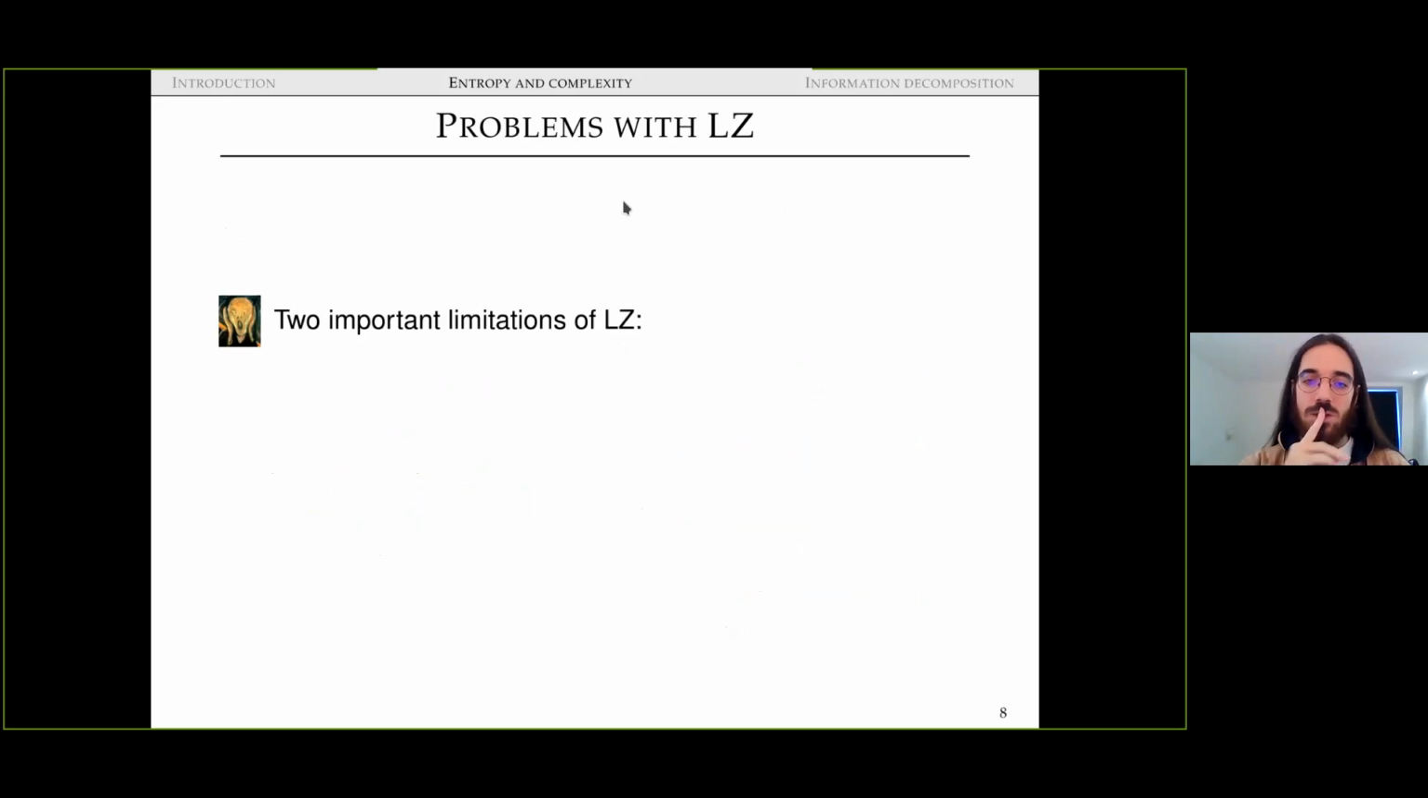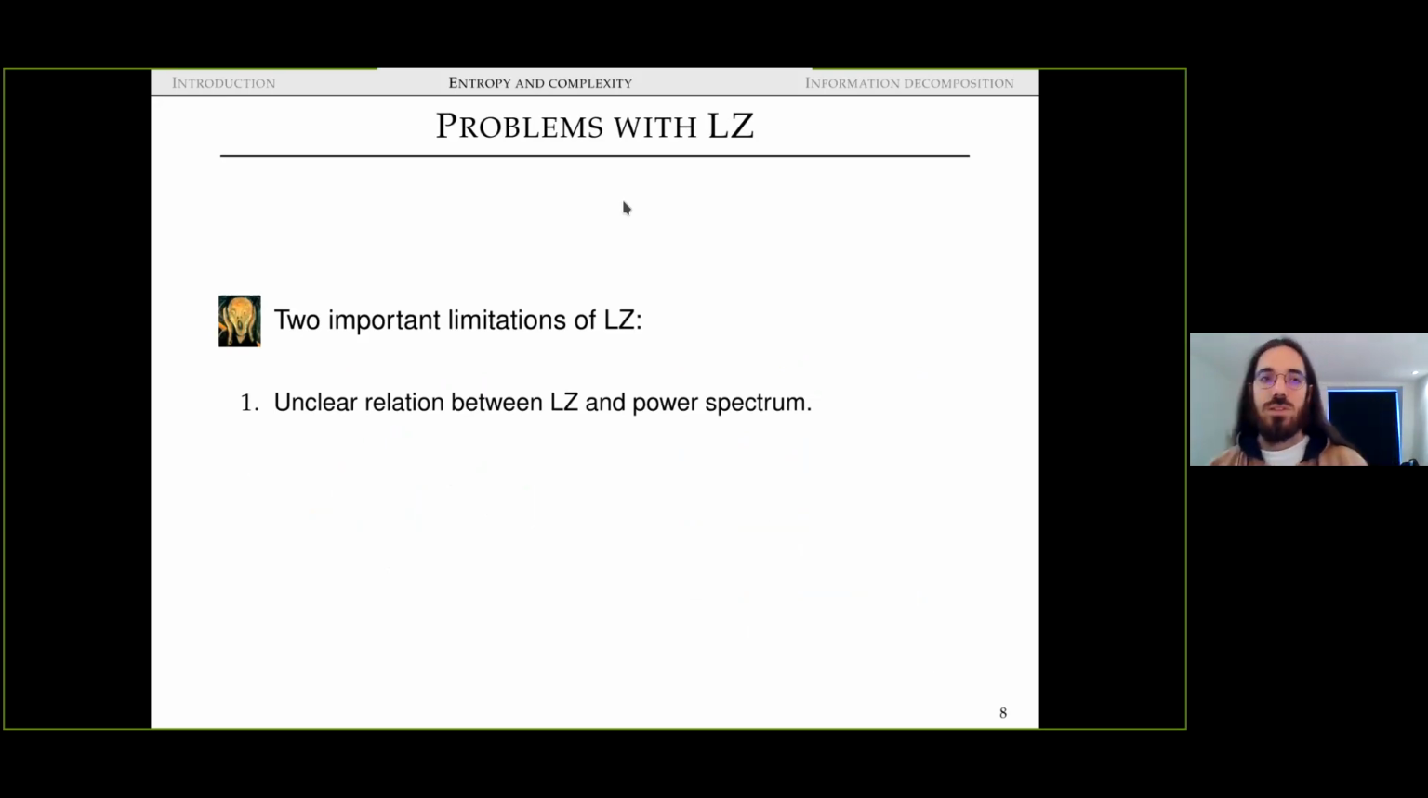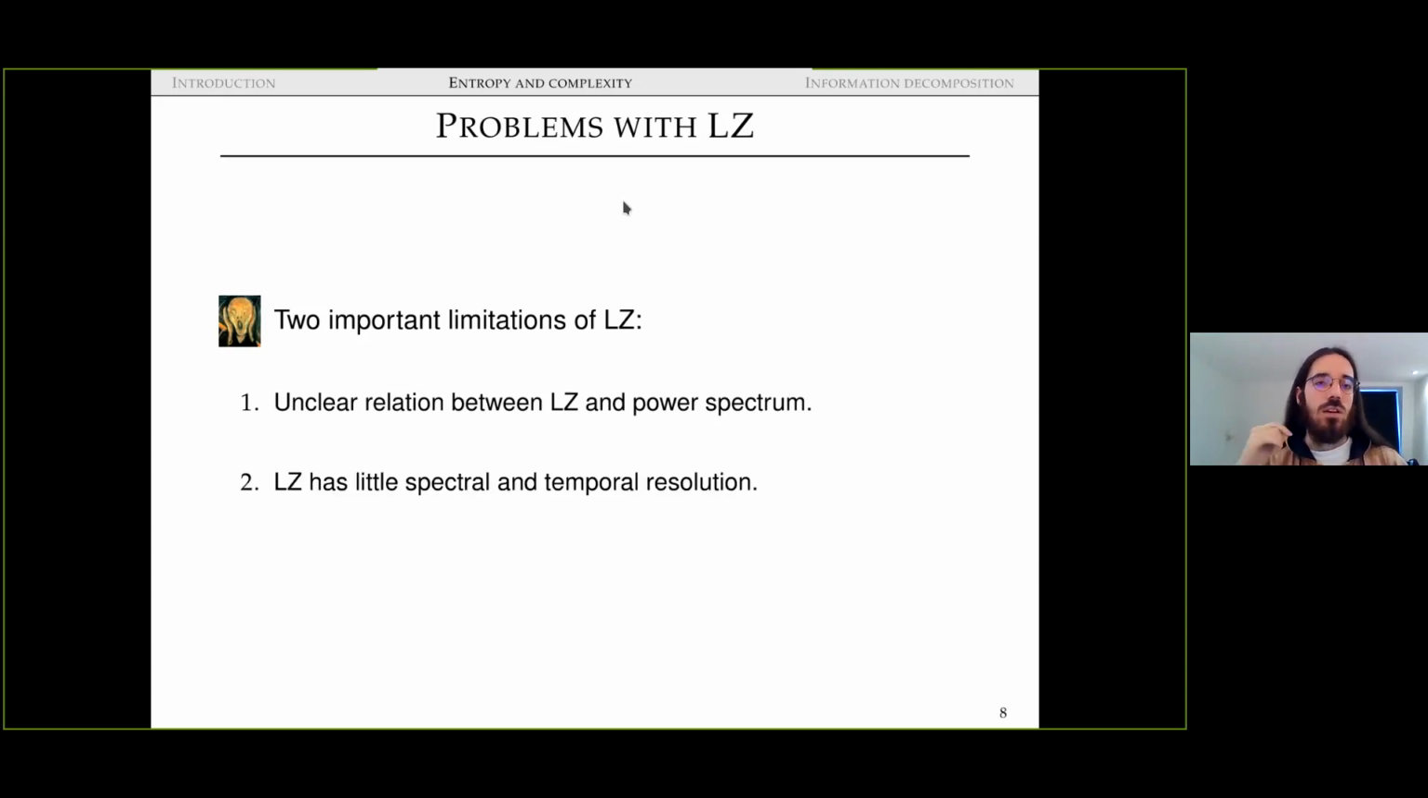But it has two important limitations that I'd like to address, which are addressed by the methods that we have developed recently in the Department of Psychology. One is that there's an unclear relation between the impulsive complexity and the power spectrum of those signals. Let's say we see a difference between the complexity of an awake and a sleeping subject: to what extent is this difference driven by the known spectral differences in power between the two conditions? The other issue is that it has very limited spectral and temporal resolution, so you need a relatively long chunk of data to estimate it properly.